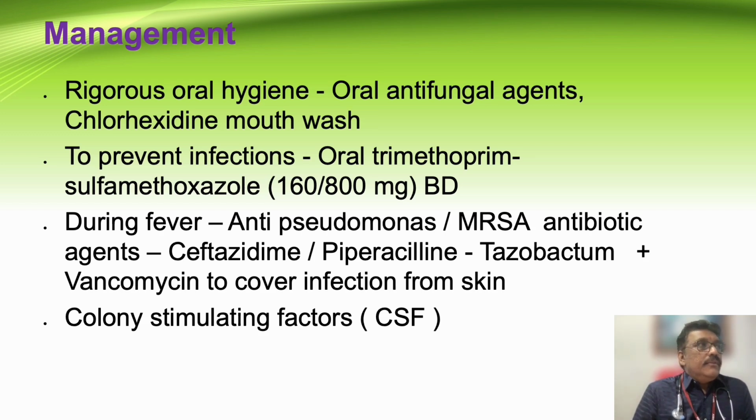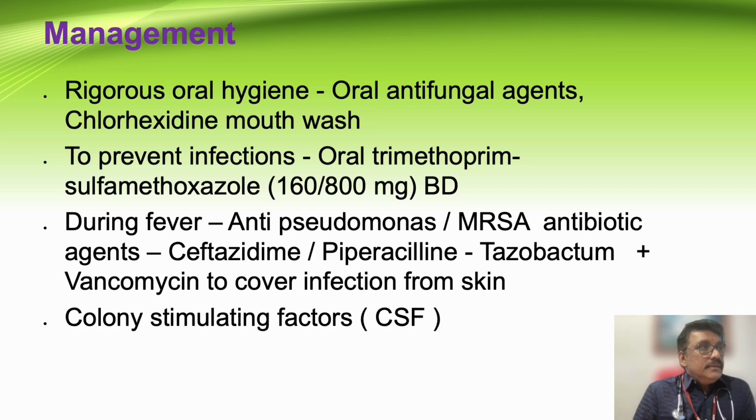If the neutrophil count is very, very low, less than 500, we have to try to prevent infection. So oral hygiene maintenance is very, very important. Oral antifungal agents and chlorhexidine mouthwash have to be given, because that is a focus of infection in many patients. We can give Bactrim DS, that is trimethoprim sulfamethoxazole double strength tablet, BD.